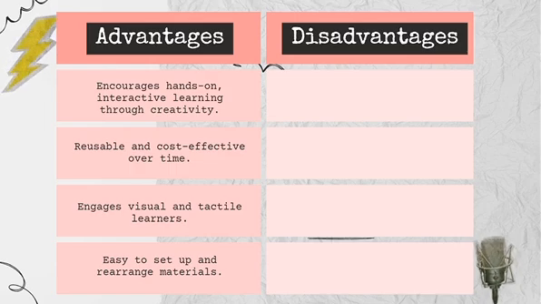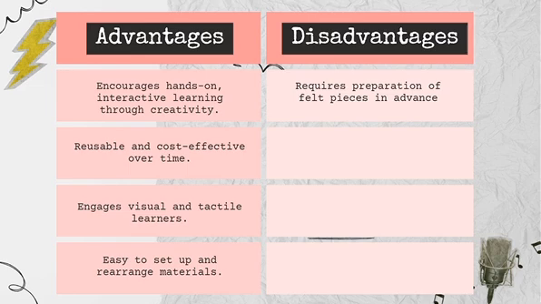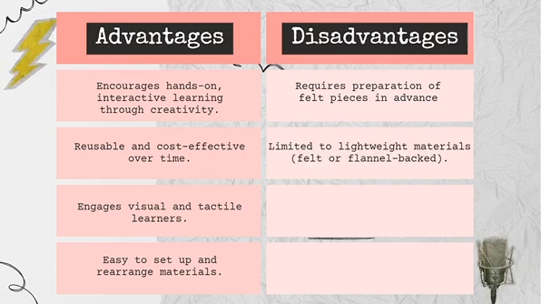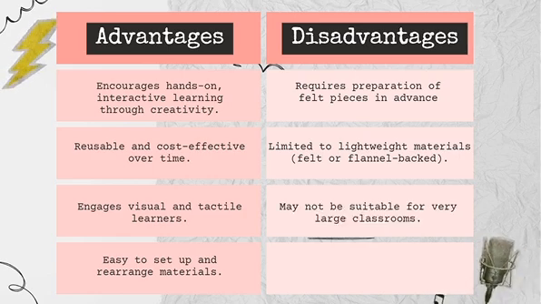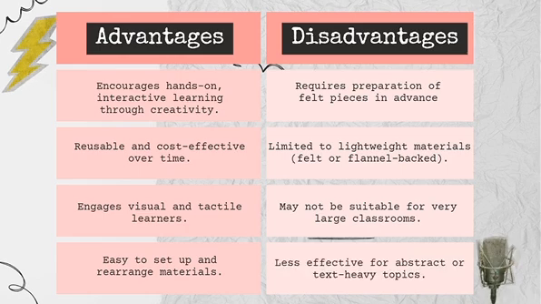There are disadvantages of flannel boards as well. One of the disadvantages is that it requires preparation of felt pieces in advance. And also, flannel boards are limited to lightweight materials, felt or flannel backed. And it may not be suitable for very large classrooms. Also, it is less effective for abstract or text-heavy topics.